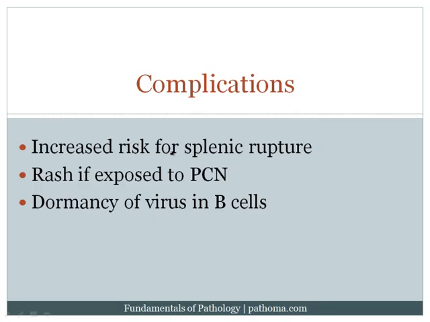Additionally, if patients with infectious mononucleosis are exposed to penicillin, they can develop a rash. And finally, the virus infects B cells, and it can remain dormant within B cells. The complication of this dormancy is actually twofold. First, it increases the risk for recurrence of infectious mononucleosis, and second, there is a risk in the future of development of lymphoma, especially if an immunodeficiency develops.